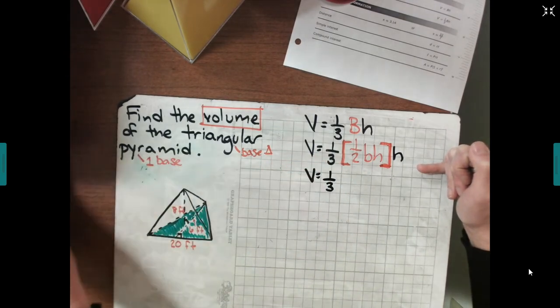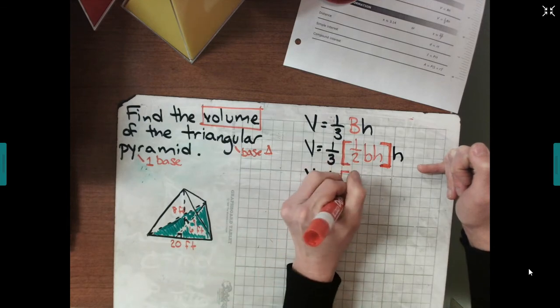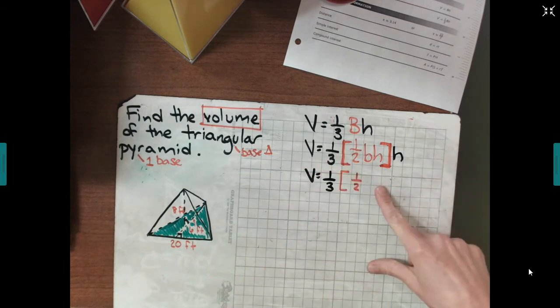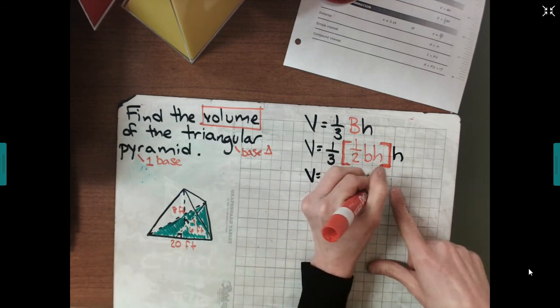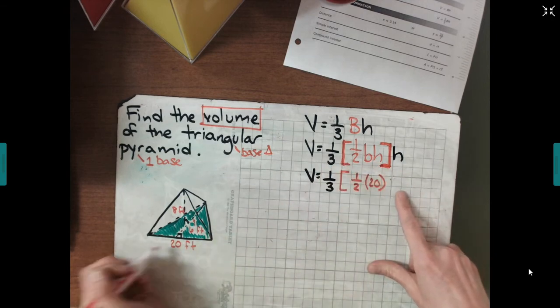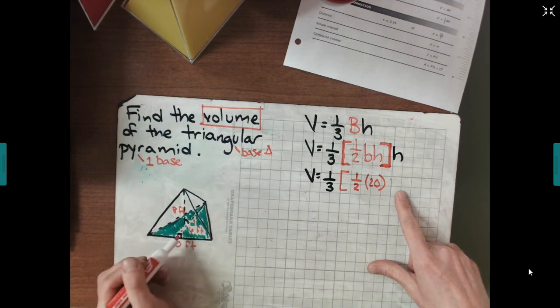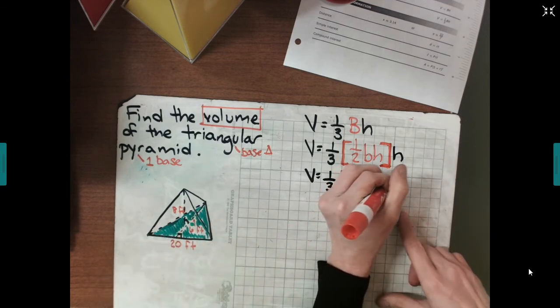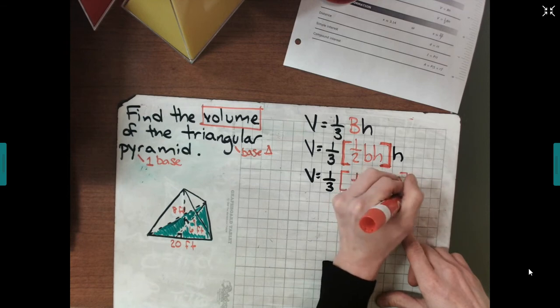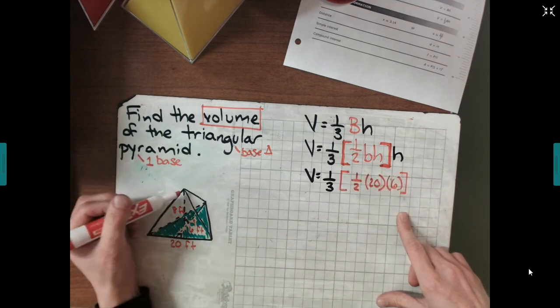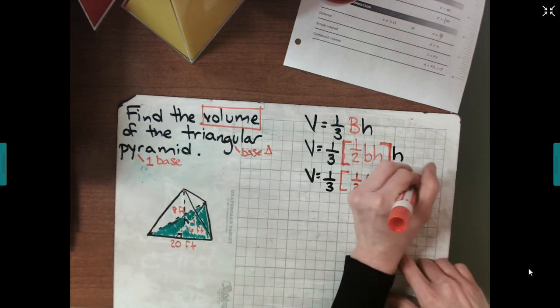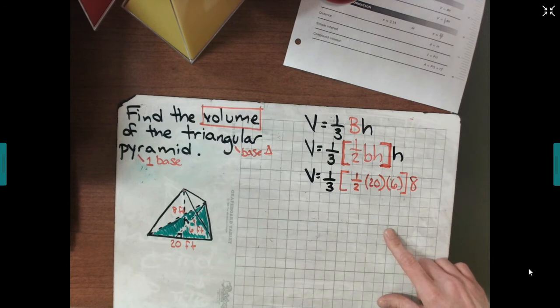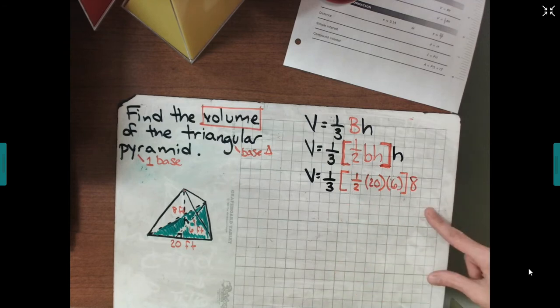So 1/3. Now, I have that 1/2 for area of my base. The base of my base is 20 feet. 1/2 times 20. The height of my triangular base is 6. The height of my pyramid, look all the way to this point, this is called the apex of the pyramid, it's the very top. The height to that is 8 feet. Okay. I've plugged in all of my numbers.